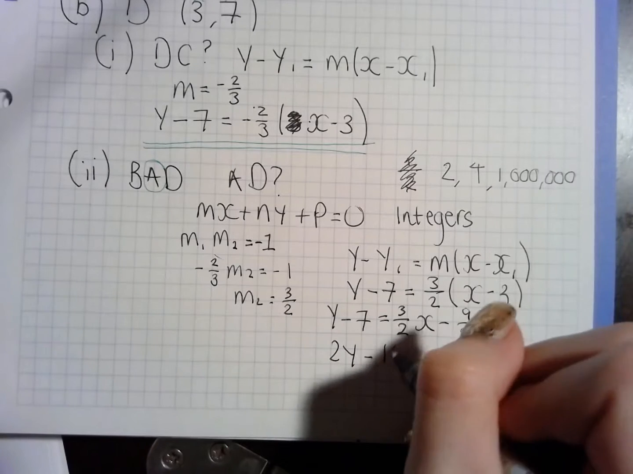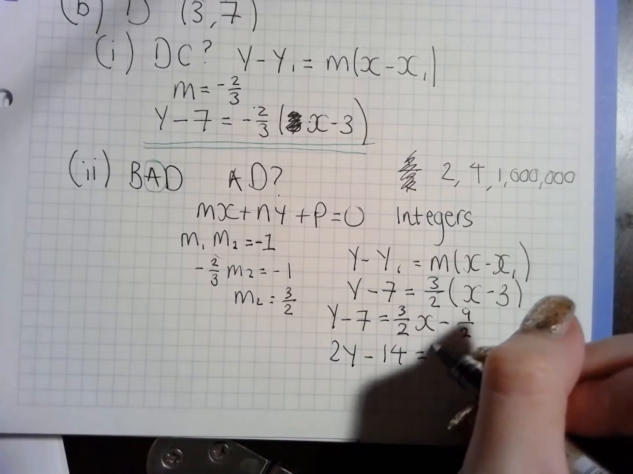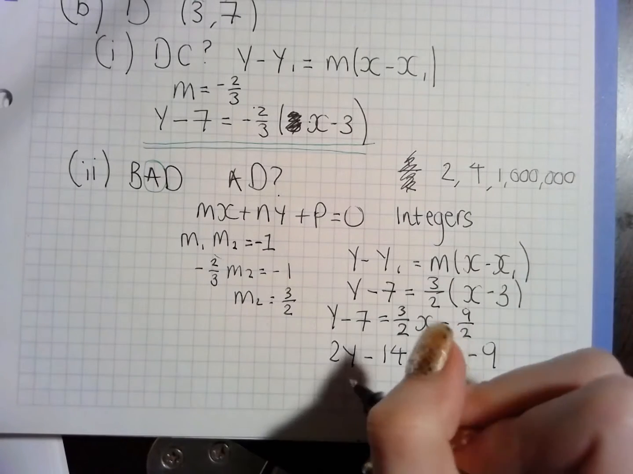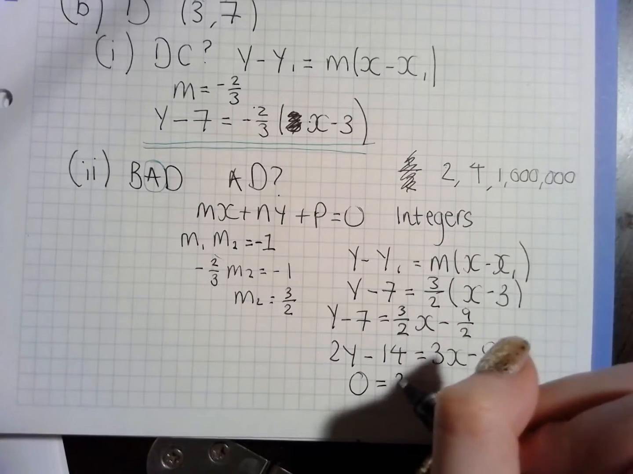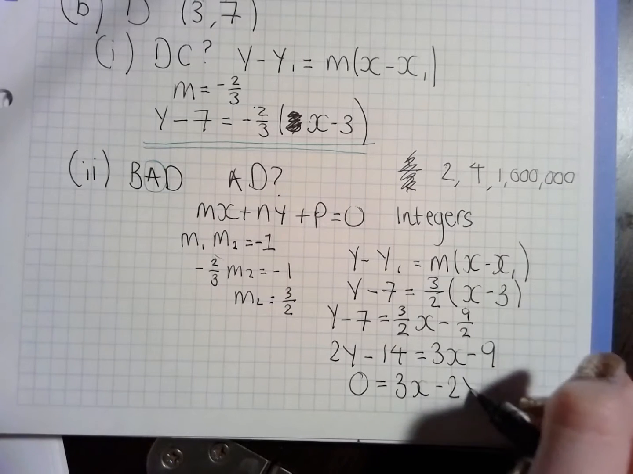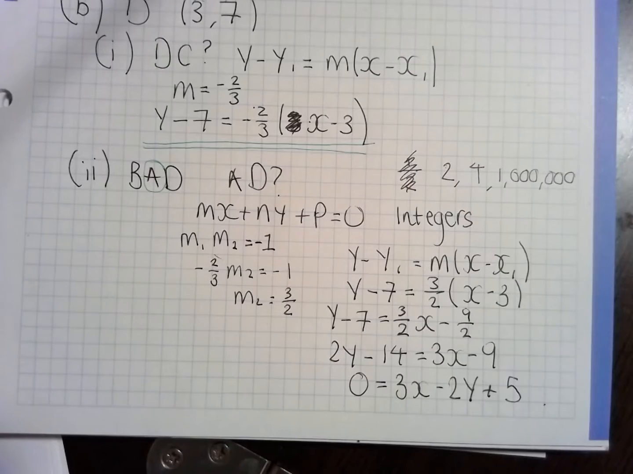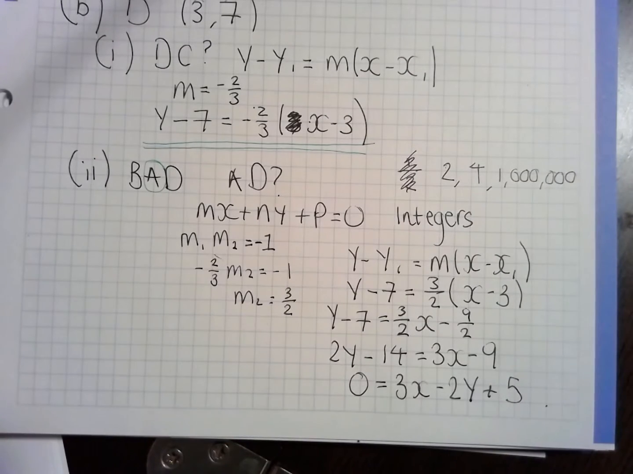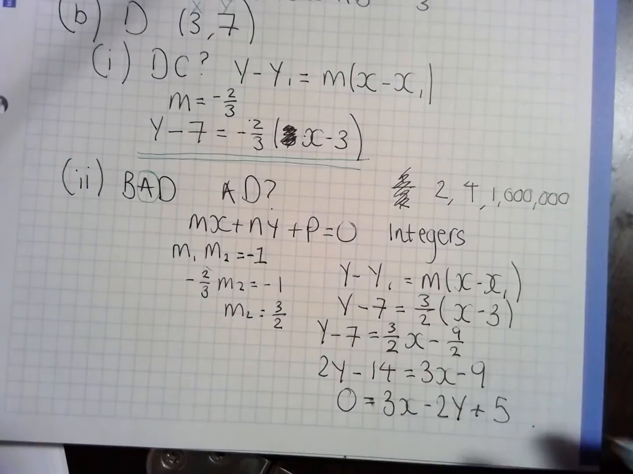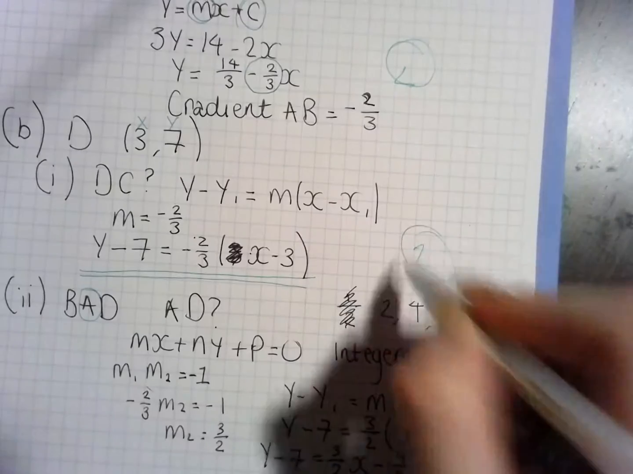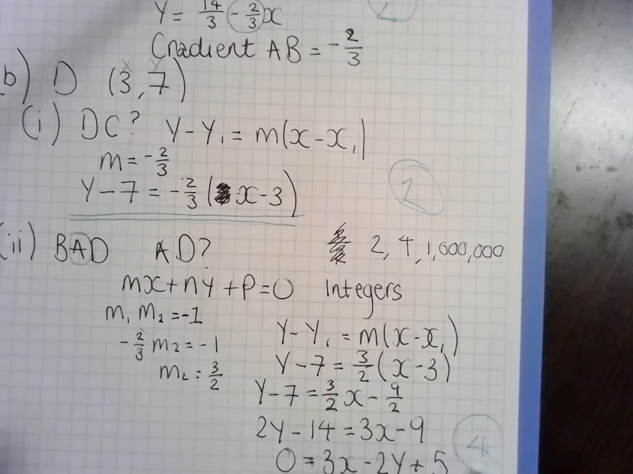2y minus 14 equals 3x minus 9. And then let's put all of this on one side of the equation. So we get 3x minus 2y plus 5 equals 0. And that's the answer. That's all they're looking for. And that's another 4 marks. So this is 2 marks, this is 2 marks, and this is 4 marks.